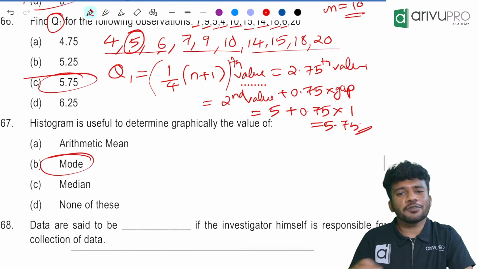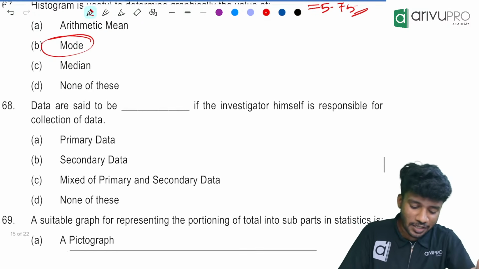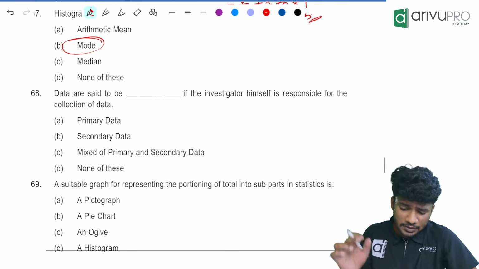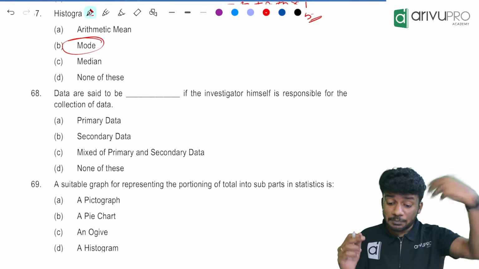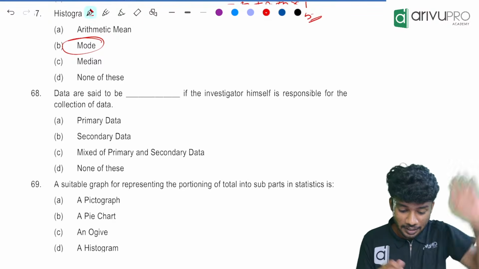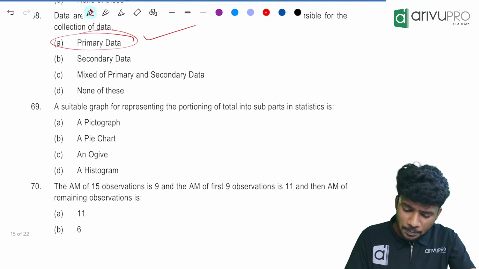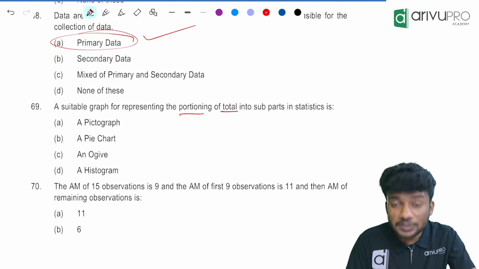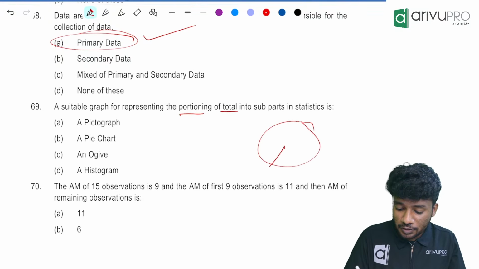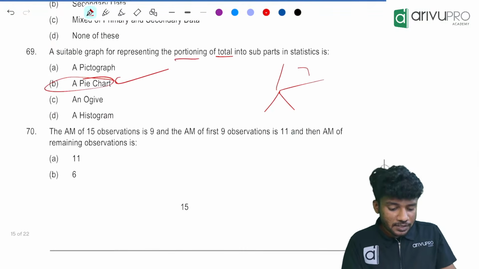Histogram is used for finding what? Mode. Ogive is used for finding what? Median and partition values. Data are said to be dash if the investigator himself collects directly, for example, from Hrithik Roshan. That is primary data. Then a suitable graph for representing partitioning of total into subparts. Where are we partitioning it into subparts? In a pie chart. Okay, option B.